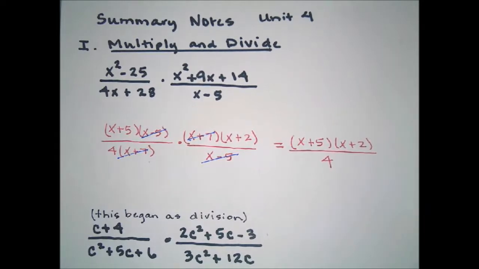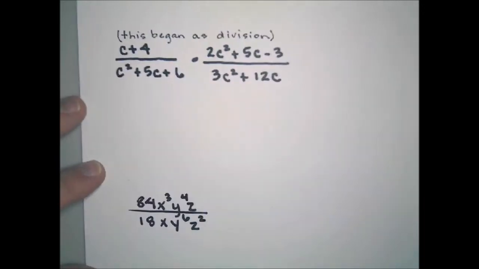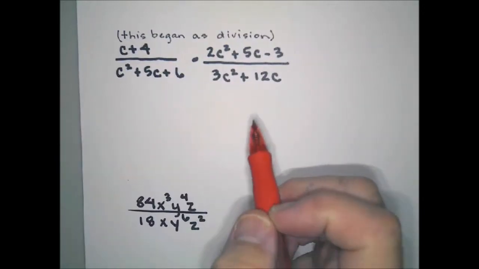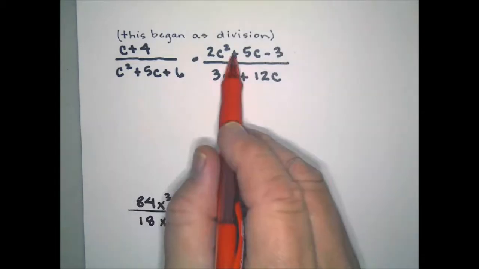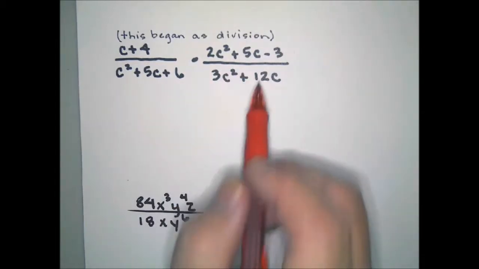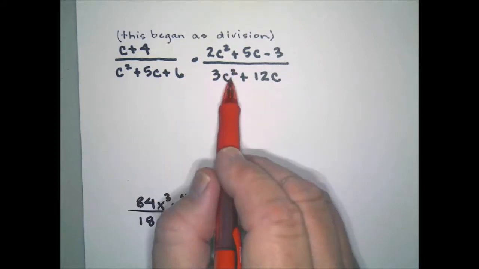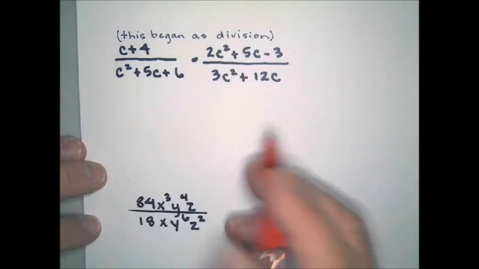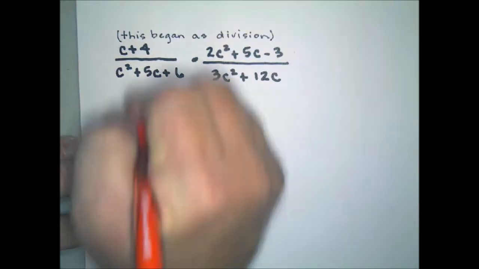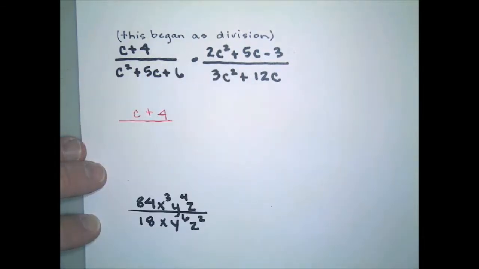Moving on to the second problem in section 1. Now this problem began as division, so I rewrote it having done the first step. The first step is change division to multiplication by flipping the second fraction. So I've already done that. Division has been changed to multiplication, and that second fraction has been flipped. Now it's nothing more than what we did the first time. Factor what we can. C plus 4, that's as good as it's going to get for a second.